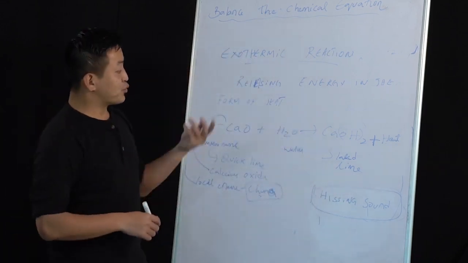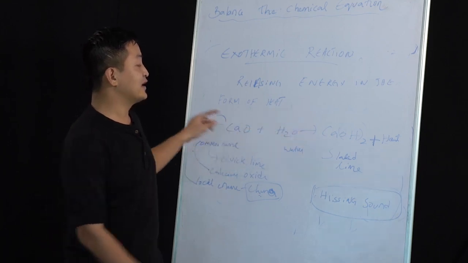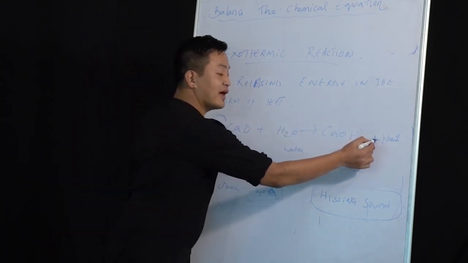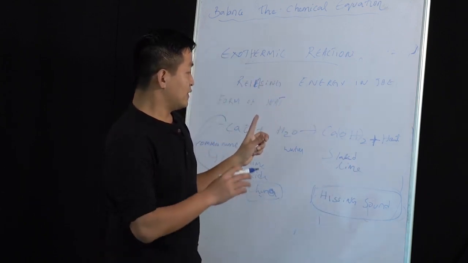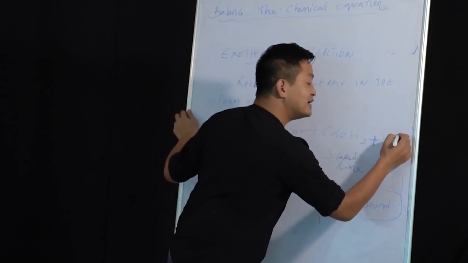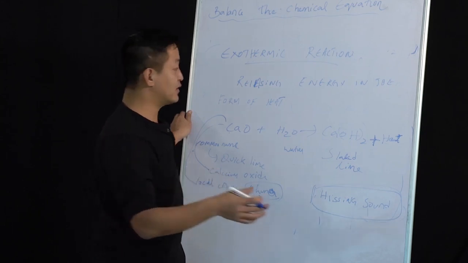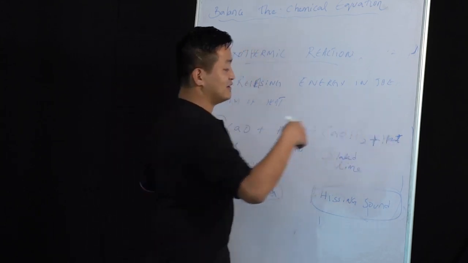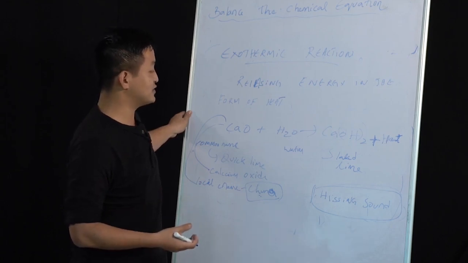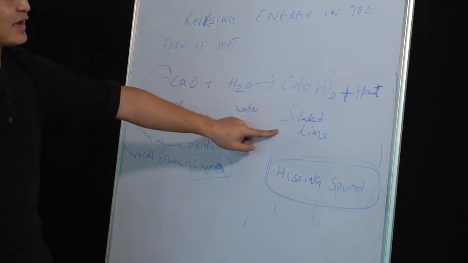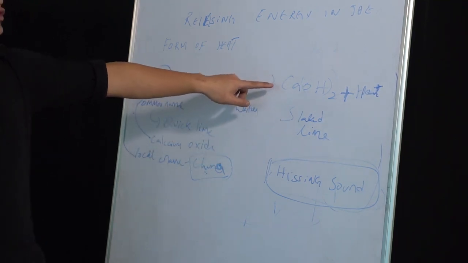The product that we get from here is slaked lime, that is calcium hydroxide. And the other thing we get to see is that heat will be released. If you just touch the glass, it will be warm. Clear? So that means this is releasing energy in the form of heat. So this is coming under exothermic reaction. And if you might be wondering what is slaked lime, slaked lime is Ca(OH)2, calcium hydroxide.